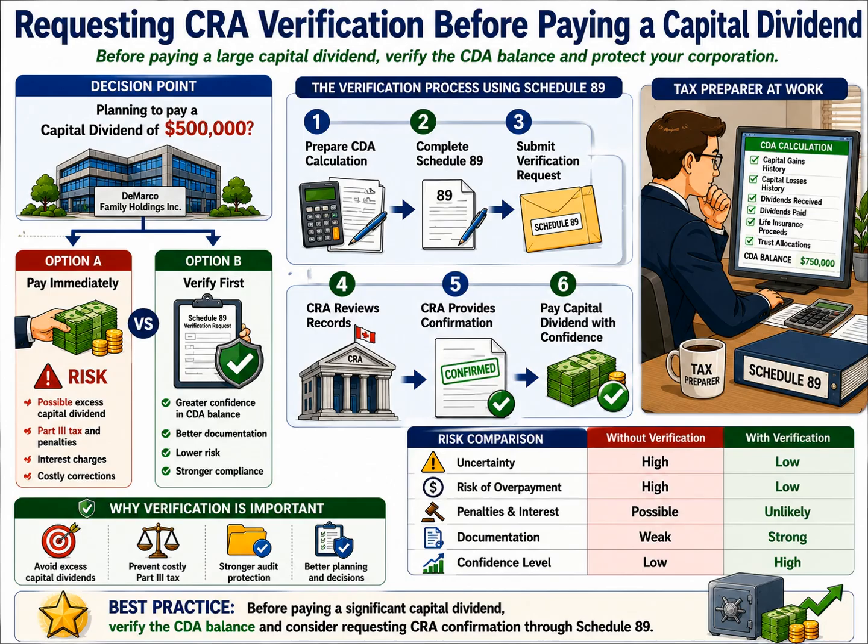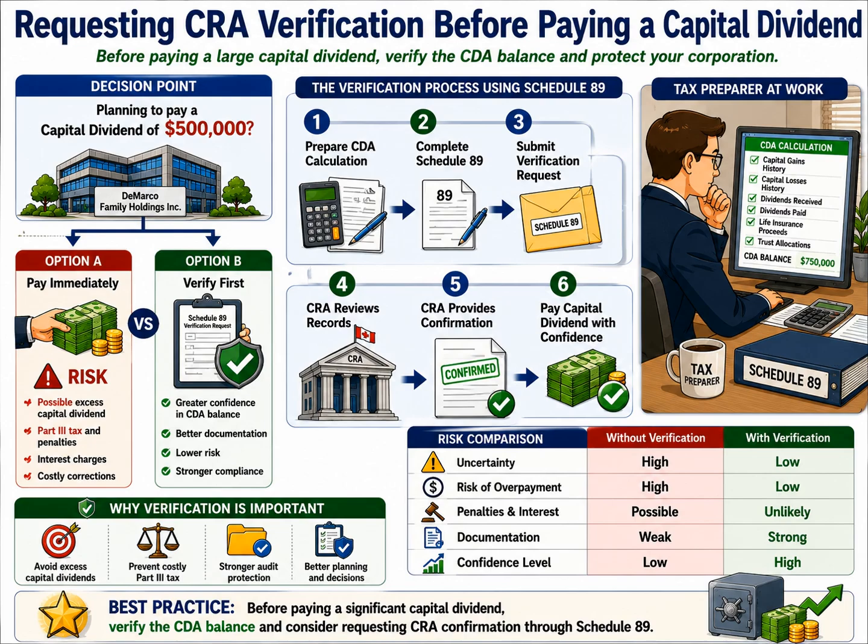Let's walk through the verification process. First, the corporation gathers all historical CDA records and prepares a detailed CDA calculation. Next, Schedule 89 is completed to summarize the calculation. The corporation may then submit a request for CRA verification. CRA reviews the information provided and compares it with the records available to them. If everything appears reasonable, CRA provides confirmation of the balance based on the information submitted. At that point, the corporation can proceed with much greater confidence when paying the capital dividend.